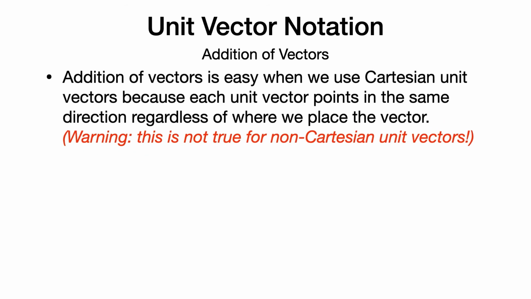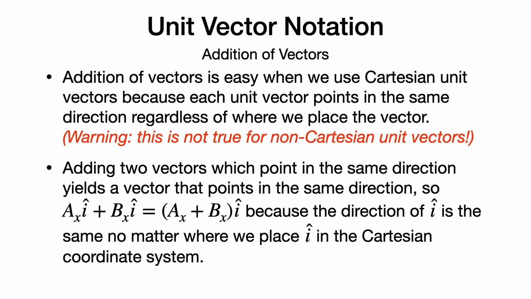Addition of vectors is easy when we use Cartesian unit vectors because each unit vector points in the same direction regardless of where we place the vector. Now, this is an important warning. This is not true if we use non-Cartesian unit vectors. So keep this in mind. Only do the following when we are using Cartesian unit vectors.